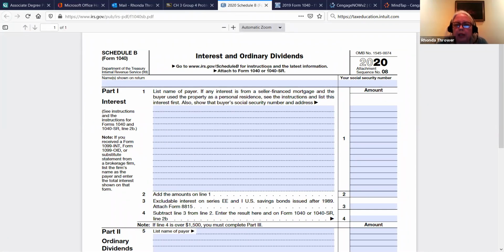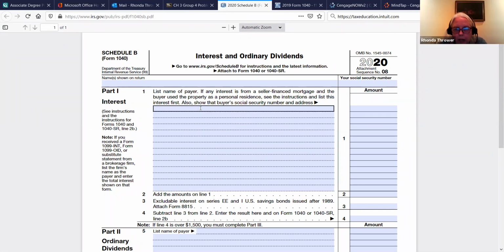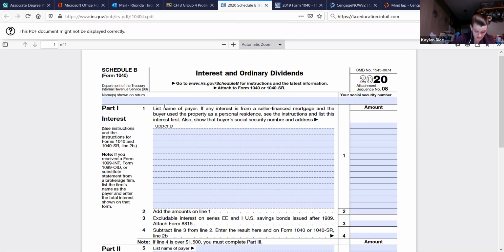So this is Schedule B, which is your interest and ordinary dividends. And so you would want to record that interest on this schedule before you entered it in line 2B. And so let me get to... That was the Upper Piedmont Savings Bank account. Yes, and that's what they gave you. So that's what you need to fill in. So Upper Piedmont Savings Bank savings account. And it was for 13,000.